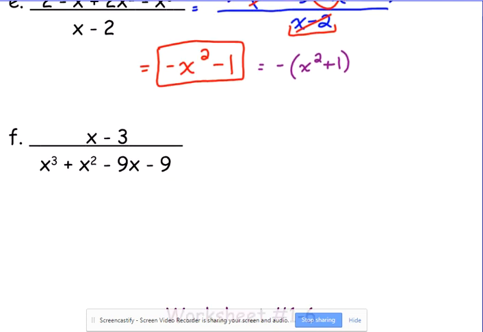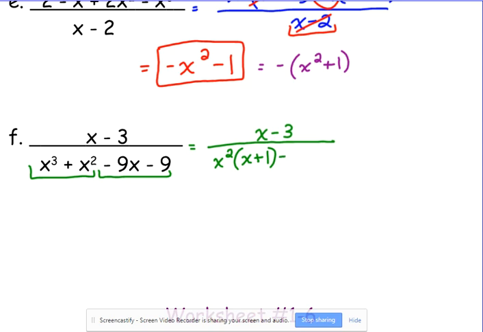All right, one more with the grouping here. x minus 3 over x cubed plus x squared minus 9x minus 9. Thankfully, we do not have to change the order here. The numerator does not need any factoring because it's a linear factor. Our first pair, we can take out an x squared. I'm going to do that. We're left with x plus 1. What do we take out of the second pair? Negative 9. Okay, make sure you get that negative out.